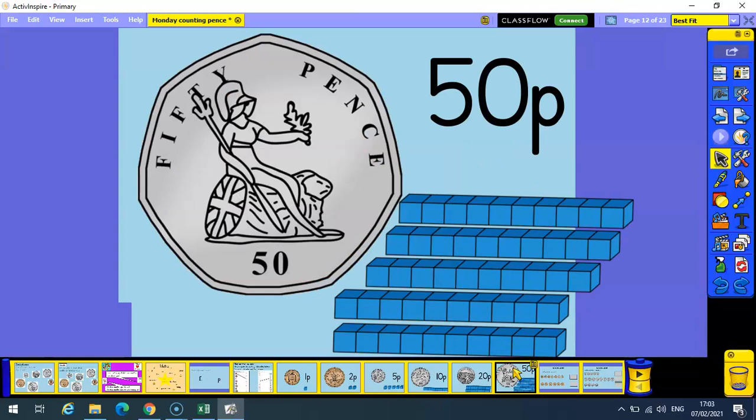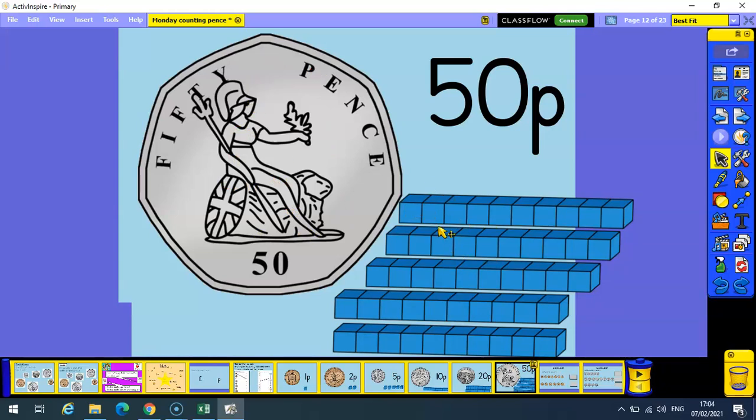The last coin we're looking at today is the 50 pence. Can you see how it is the biggest coin that we've been looking at today? And it is made out of silver. So whenever we're looking at pence, we are looking at money that is made out of silver and copper. We don't have any gold money that is pence. If you are looking at a gold coin, it must be a pound. We're not going to look at pounds today, we'll save that for tomorrow.